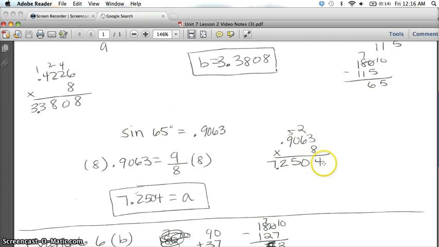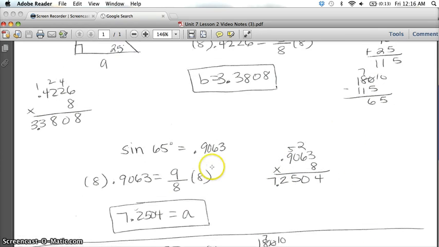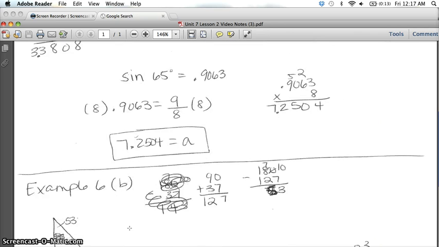So 8 times 3 is 24. 8 times 6 is 48, plus 2 is 50. 8 times 0 is 0, plus 5 is 5, and then 8 times 9 is 72. And you move the decimal over 4 times, and you get 7.2504. So side B is 3.3808, and side A is 7.2504.